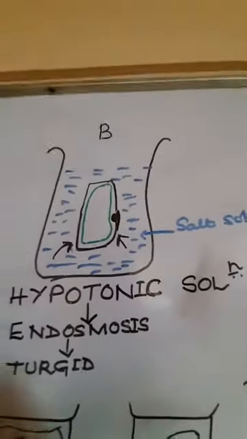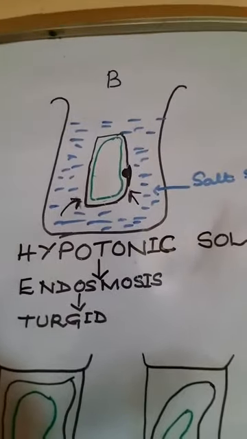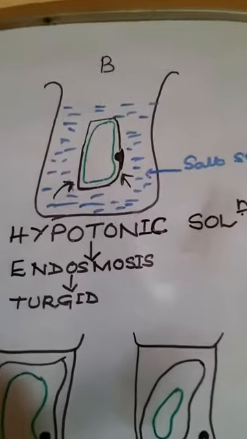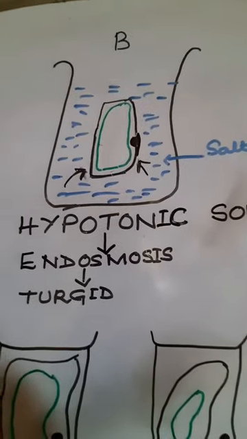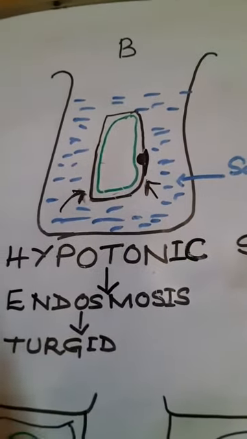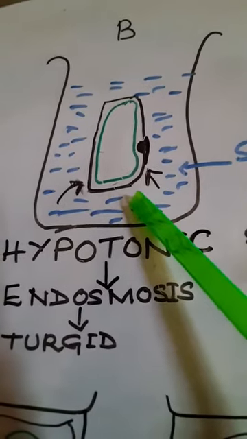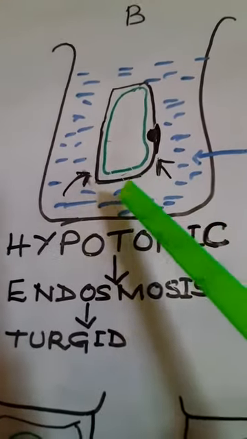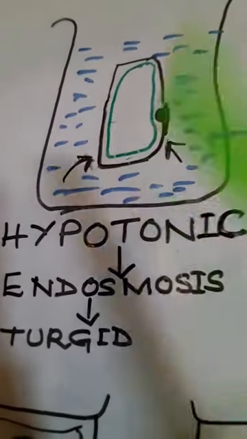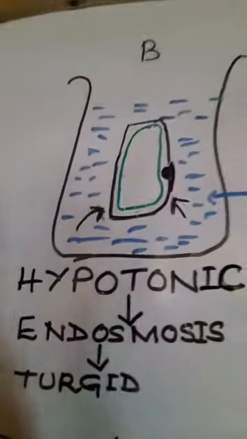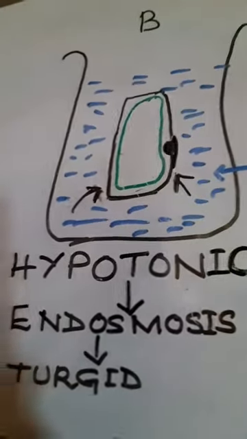The second one is the plant cell dipped in a solution which is hypotonic. The solution outside is hypotonic, lower in concentration in relation to the cell. Lower in concentration, meaning it has more water, no? More water outside. So what happens? Water starts entering the cell. When it starts entering, the cell swells up and it becomes turgid. This process of water entering the cell is known as endosmosis.